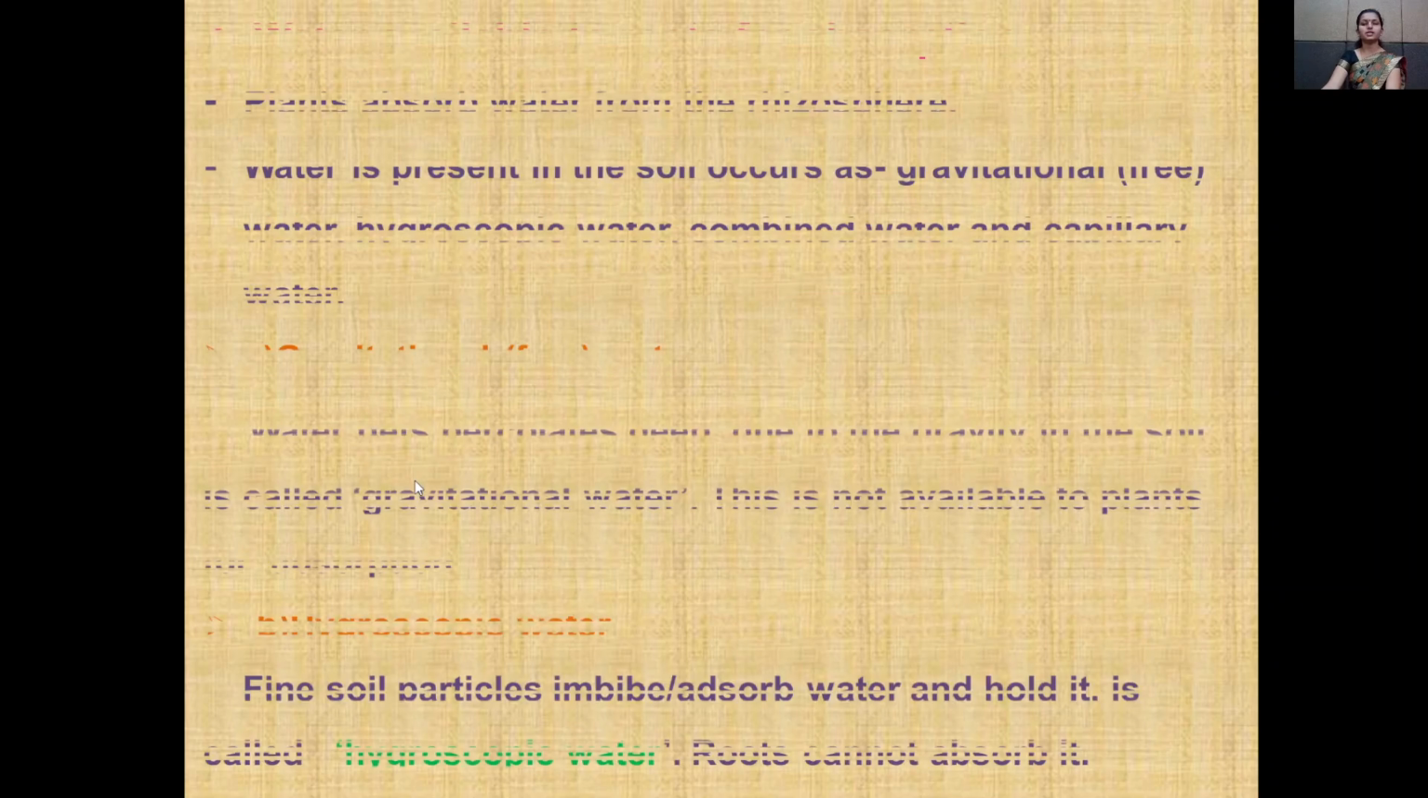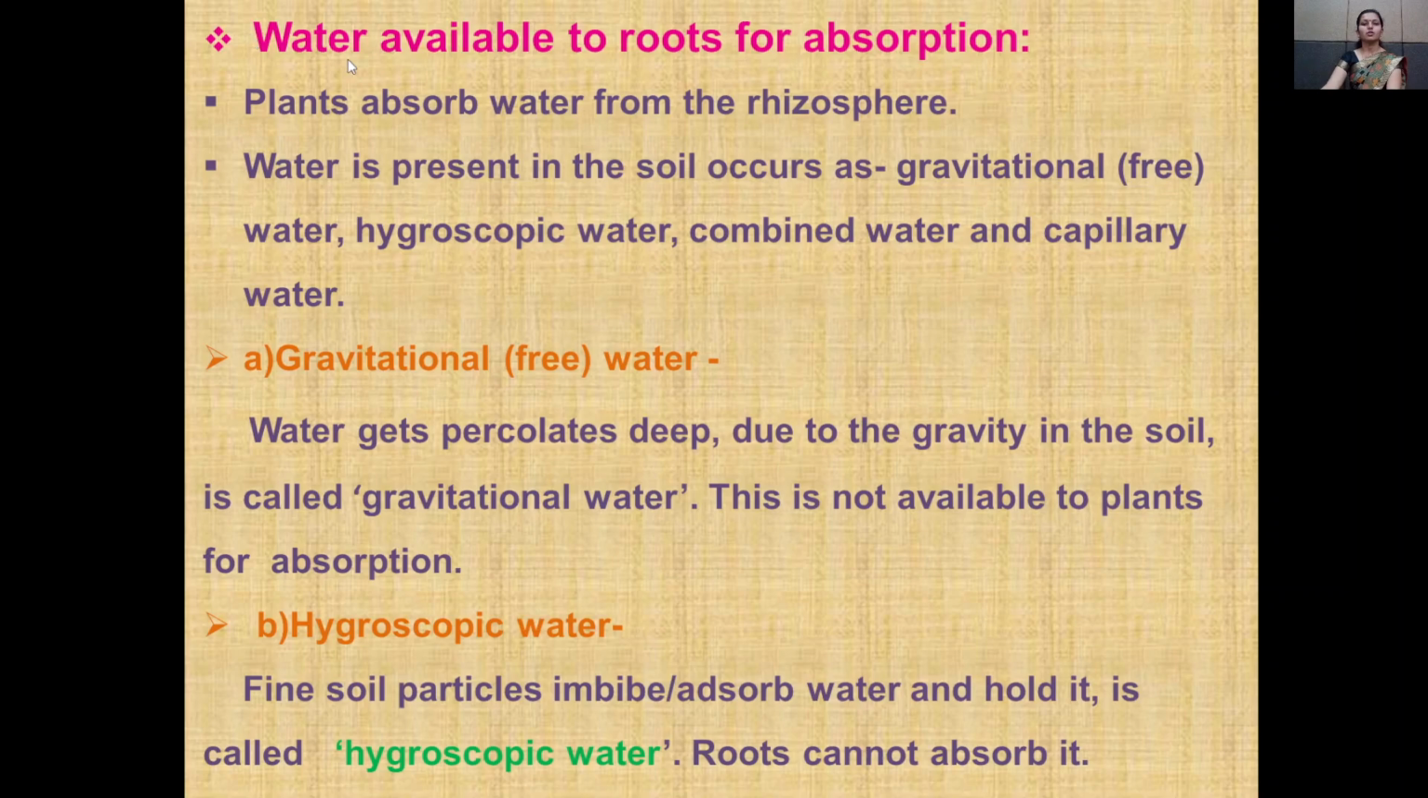Go to the next slide. Water available to roots for absorption. The plant absorbs water from the rhizosphere. Water present in the soil occurs as gravitational water, which is also called free water, then hygroscopic water, then combined water, and last capillary water.